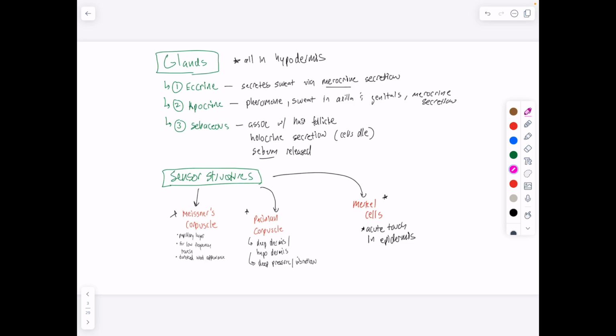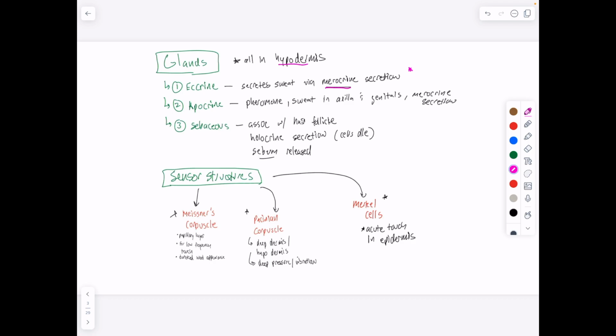All right, and then we have our glands. So these are all in the hypodermis. The eccrine glands are the most common. They're the only ones of the three that don't release onto the hair follicles, which means that they can be in thin and thick skin. Eccrine secretes sweat via merocrine secretion, so it just releases it through the duct onto the surface.